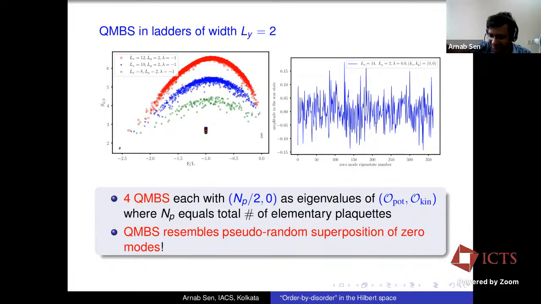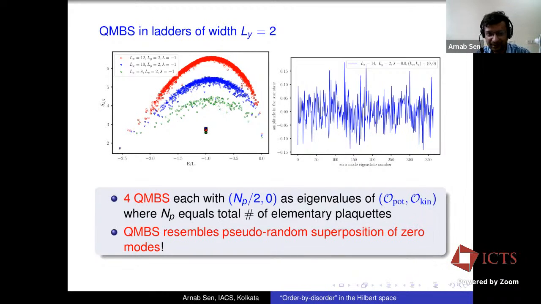Whereas the moment you turn on lambda and you break the index theorem, these anomalous zero modes become pinned, because they are the only eigenstates which are left from the zero mode spectrum, and the rest of the zero modes mix with the non-zero modes. So that's why it's like an order by disorder mechanism in the Hilbert space. And the consequence is that you see these weird thermalization properties in these many body interacting systems.